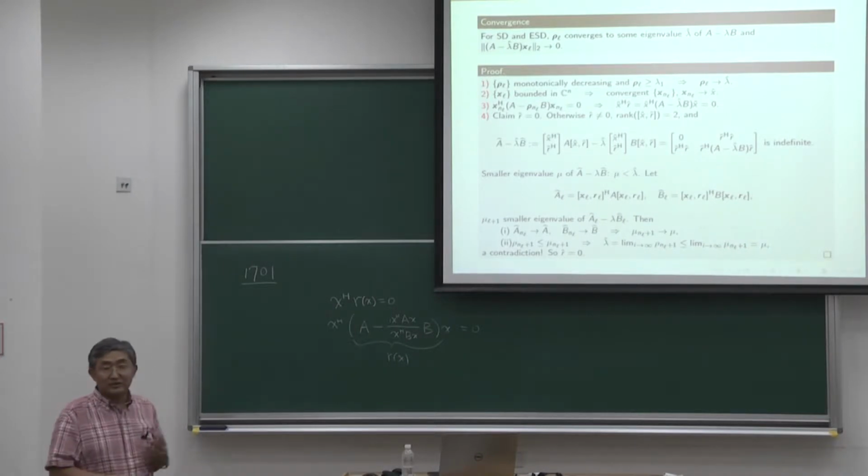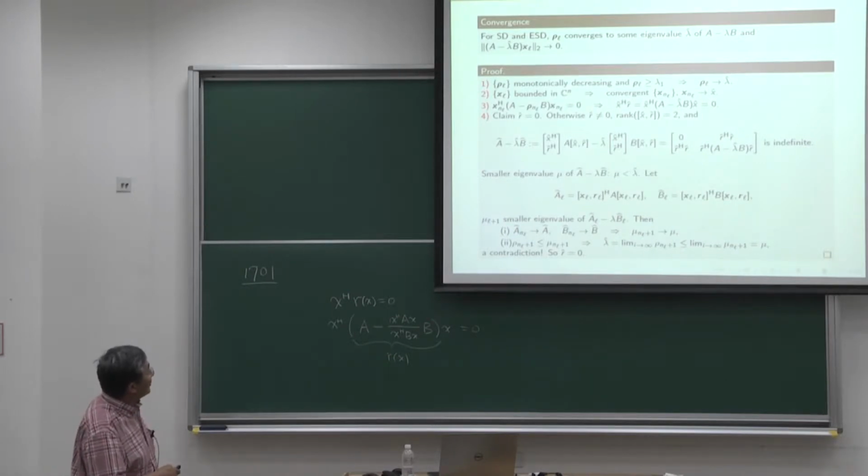Now we know eigenvalues are continuous, right? This is a regular pencil. Therefore, this smaller eigenvalue mu L plus 1 is going to converge to the mu of that eigenvalue. Okay, that's the first point.